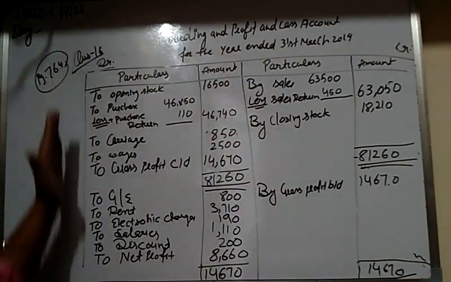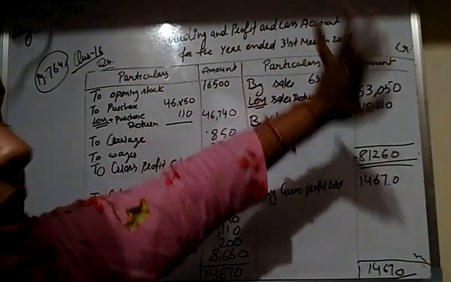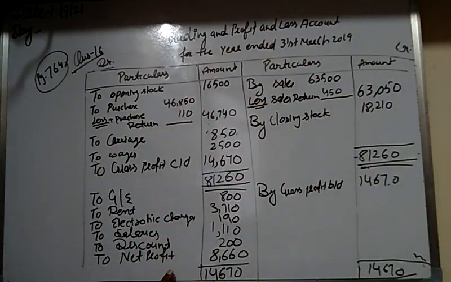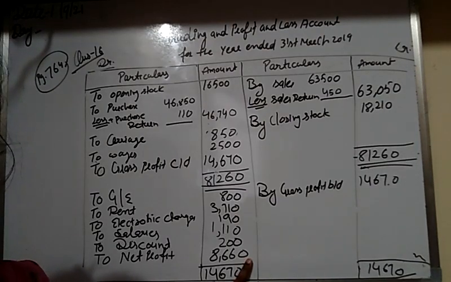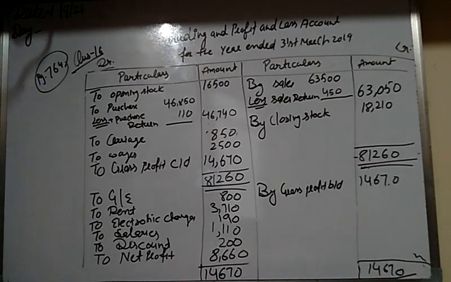So there is one proforma for preparing the trading and profit and loss account. Okay students, at the end of the trading and profit and loss account, the net profit is 8,660. This net profit is added into the capital when we are preparing the balance sheet. Now we are going to prepare the balance sheet. Okay, so this is clear.